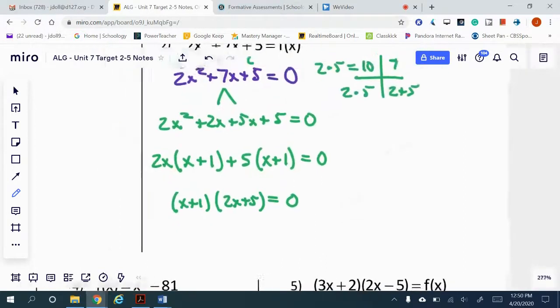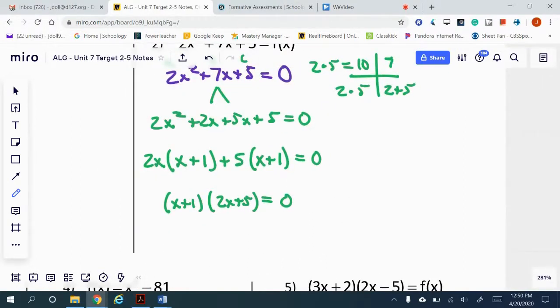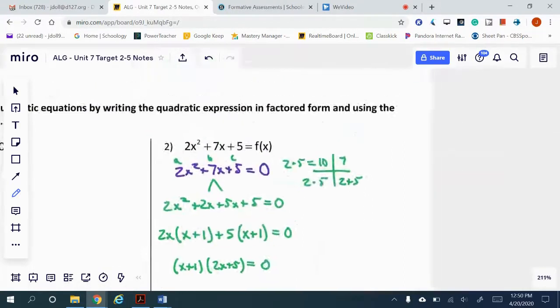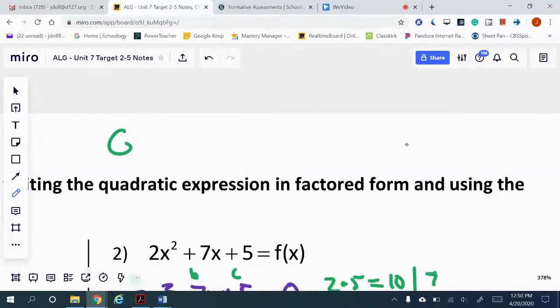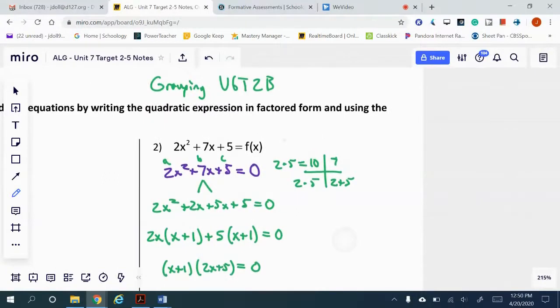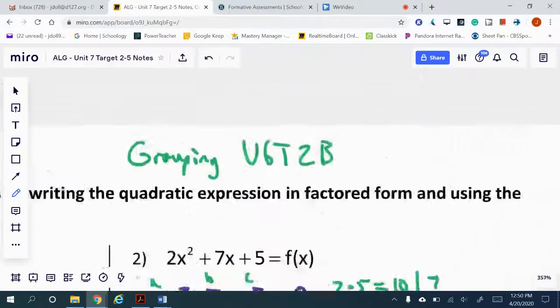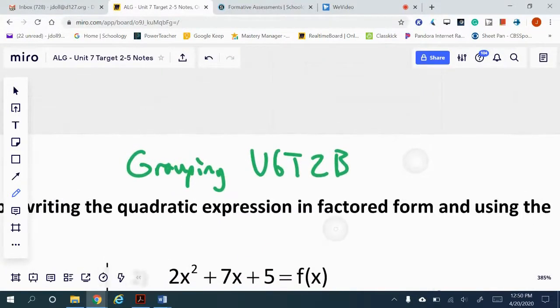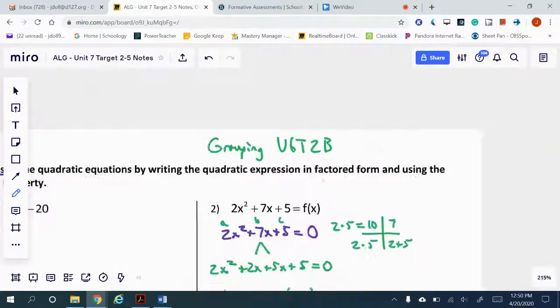Again, I skipped a lot of steps, guys, in the grouping method here. If you are confused about grouping and need a refresher, remember the grouping method of factoring was Unit 6, Target 2B. Go back to those notes. Look through those notes. Look through the worksheets, answer keys, and everything like that on grouping. Also, I did do an example in the study guide for the Unit 6 test on grouping, so you can go back and watch that as well.